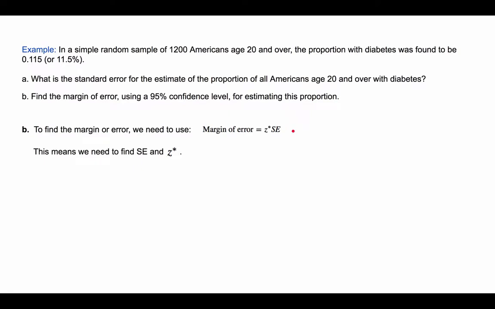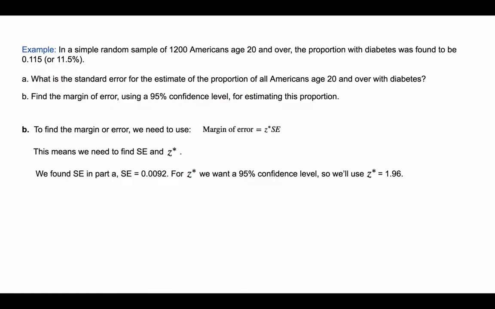So we need to find standard error estimate and z star. We found standard error estimate in part A, where we don't have p again, so we used p hat to estimate it, and that was 0.0092. So we did that in the previous part. For z star, we're told we want a 95% confidence level. Now, that actually tells us what z star we use. In this case, we're going to use z star is 1.96.